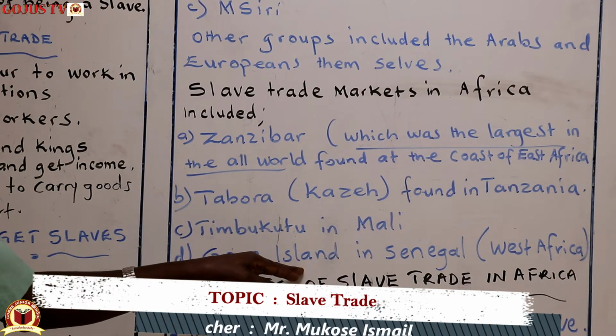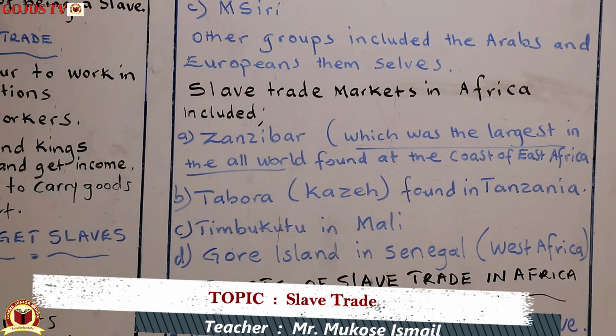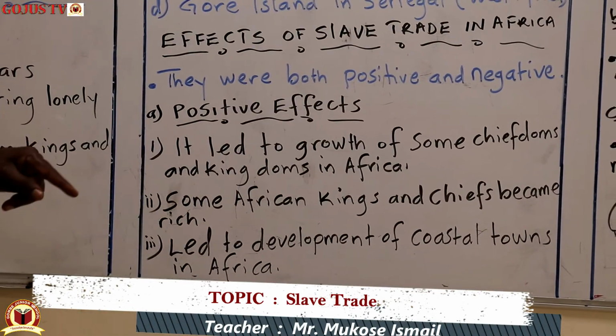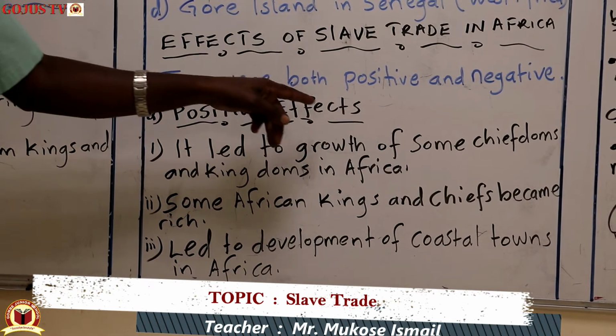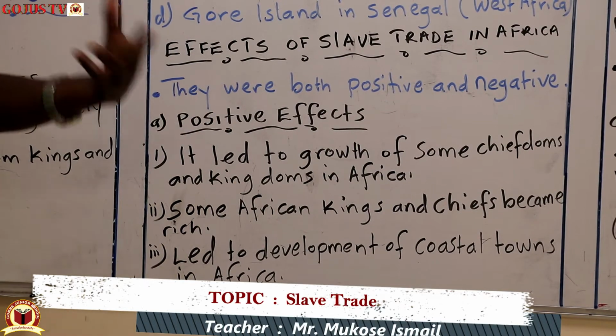Then Goa Islands in Senegal. These two are found in West Africa. Now, what were the results, impacts, effects of slave trade in Africa? They were both positive and negative. The positive ones were those good things.